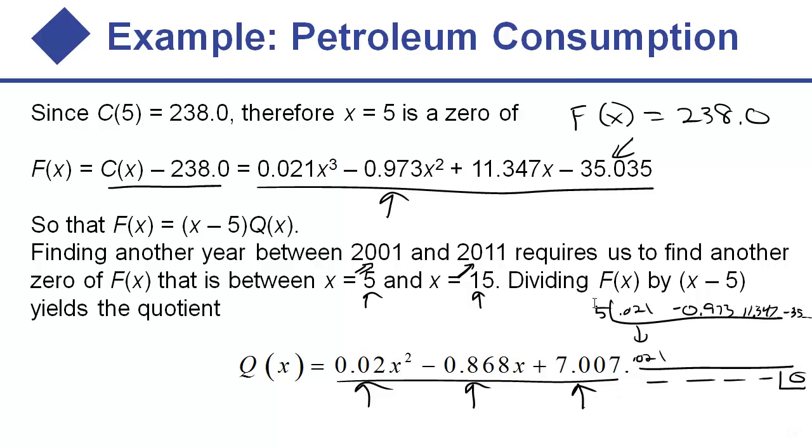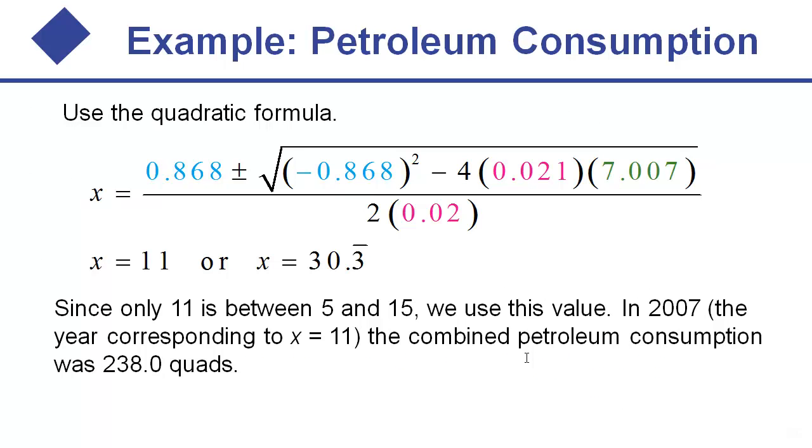Now to find the zeros of this polynomial, we can't factor it, so we have to use the quadratic formula, which is what we're doing here. And using the quadratic formula, you get two options, either 11 or 30 and a third. But only 11 is between 5 and 15, right? 30 and a third is too far in the future. That's because remember this corresponds to years. So that means it's 11 years. You do 11 plus the 1996. That gives you 2007, and that tells you that's the other year where they had that petroleum consumption.